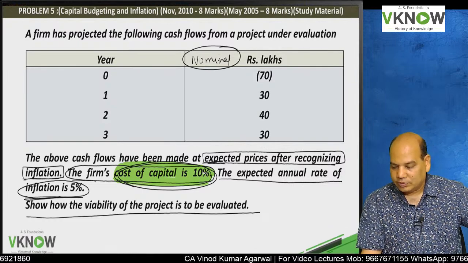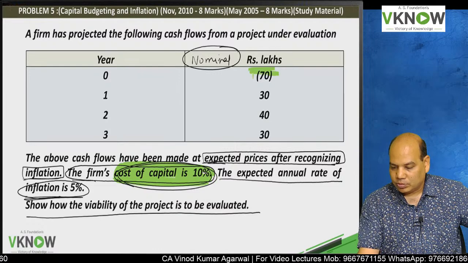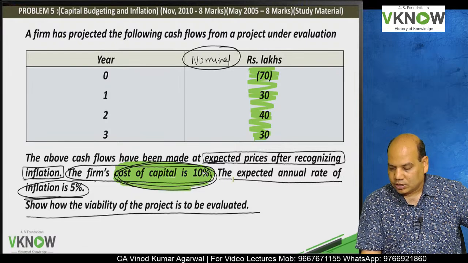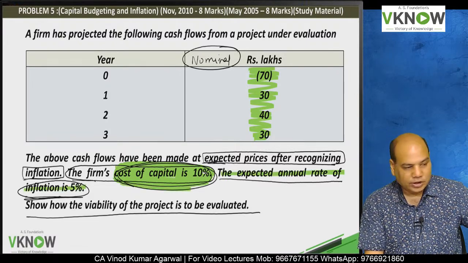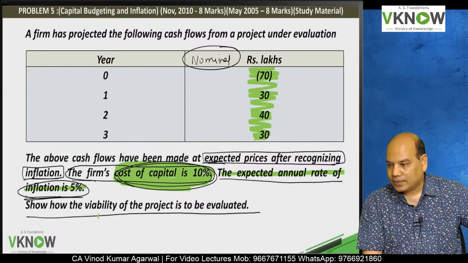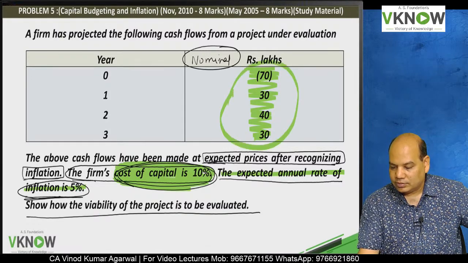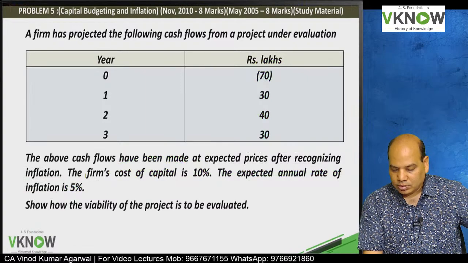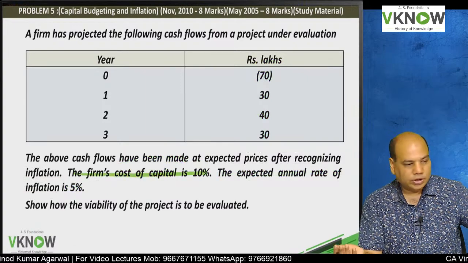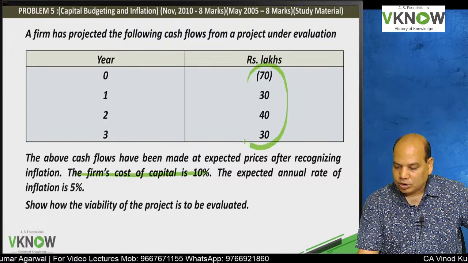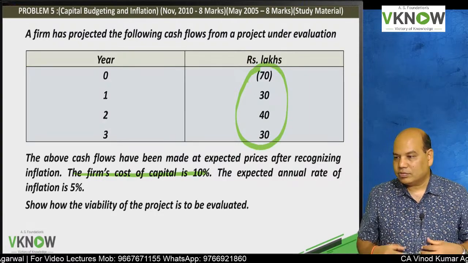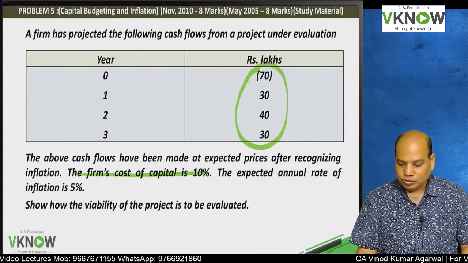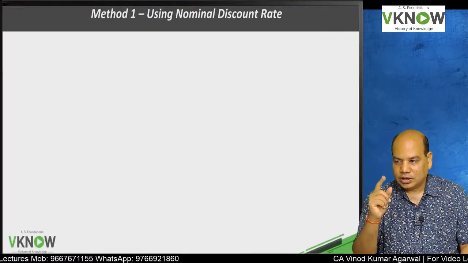So the answer is real, because if cash flow is nominal and if discount rate is also nominal, then there is no need to give this inflation data. This is nominal is given. This is not given. But if I assume this is nominal, then my job is very simple. It becomes the first question of 12th standard. Just find the present value using 10% and the cash flows are given. So we will assume it is a real discount rate.